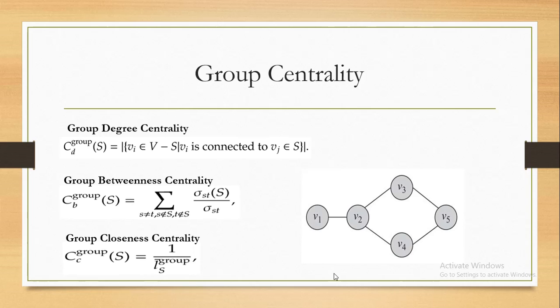Similarly, when you are calculating betweenness centrality, you will be considering V2 and V3 as a single node and then calculate the betweenness centrality. And the same applies with closeness centrality.